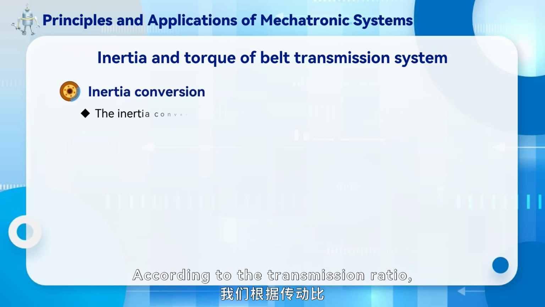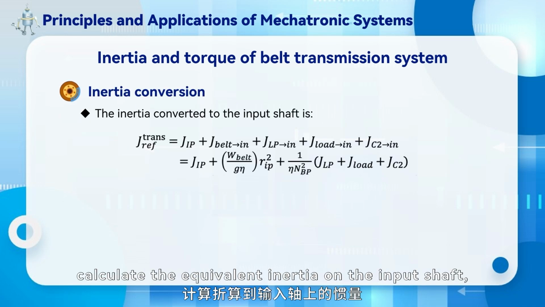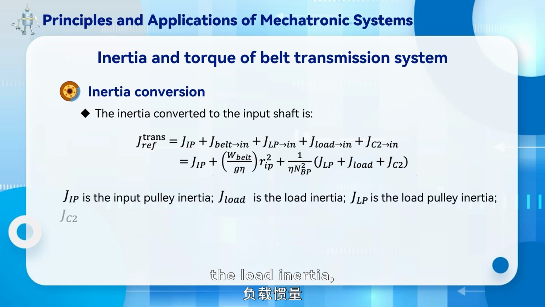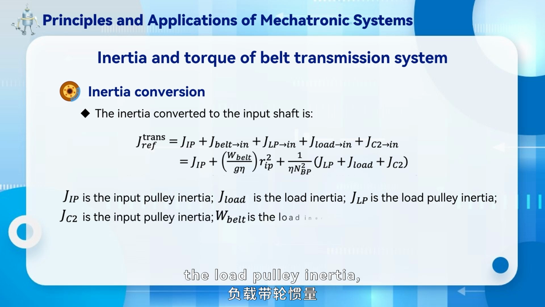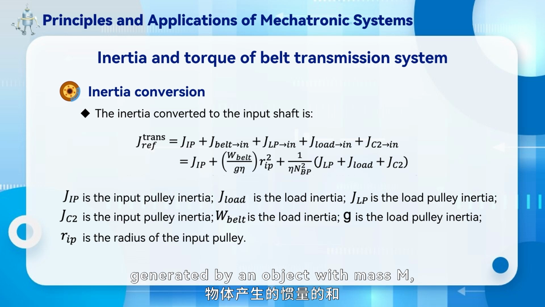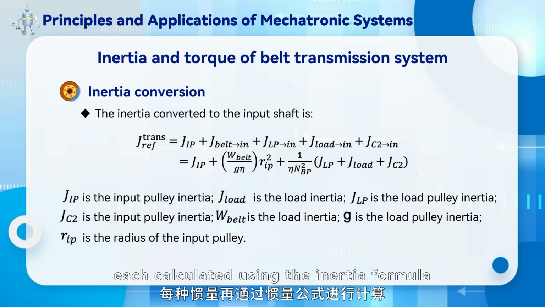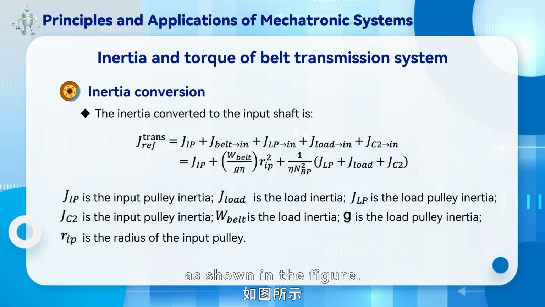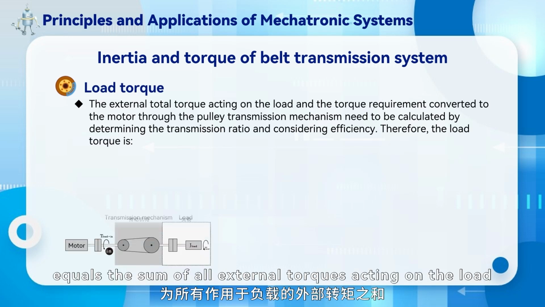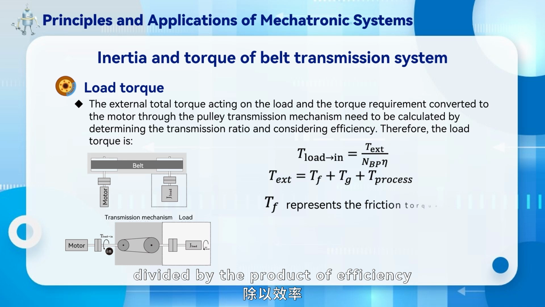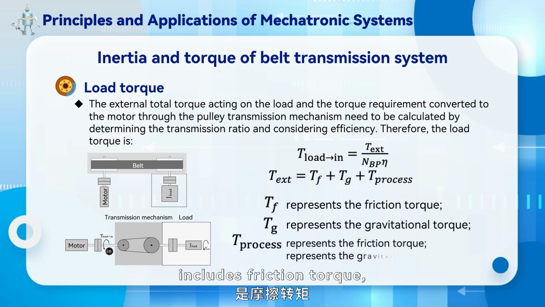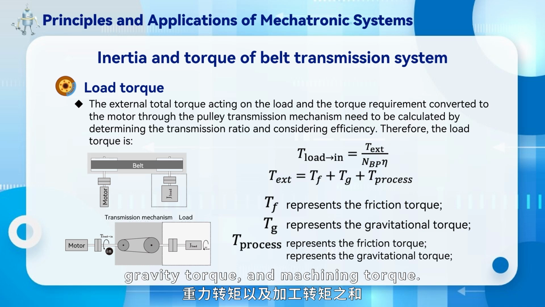According to the transmission ratio, calculate the equivalent inertia on the input shaft, which equals the sum of the input pulley inertia, the load pulley inertia, and the coupling inertia of the load, as well as the inertia generated by an object with mass m, each calculated using the inertia formula as shown in the figure. The load torque equals the sum of all external torques acting on the load divided by the product of efficiency and transmission ratio, where the sum of external torques includes friction torque, gravity torque, and machining torque.